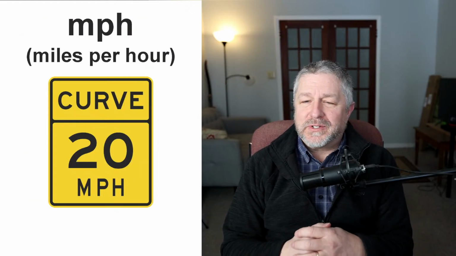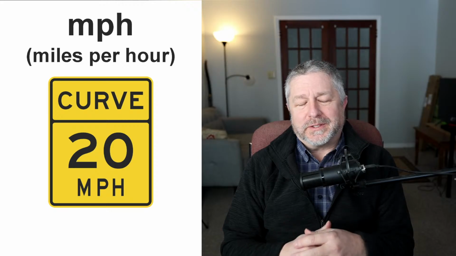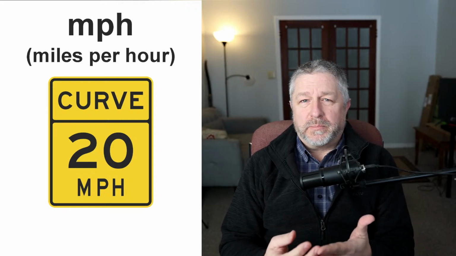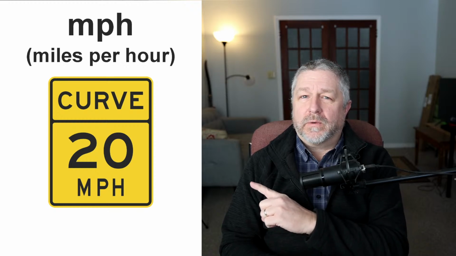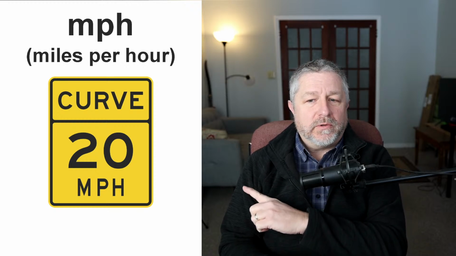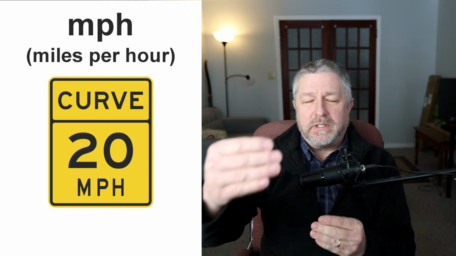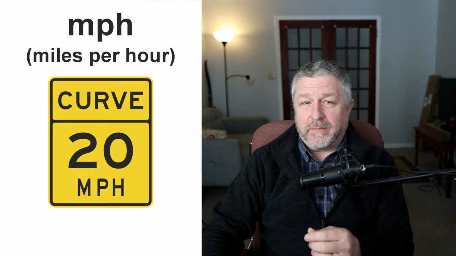Miles per hour. Depending on where you live in the world, we measure how fast you were going by how many miles you would go in 1 hour. So if you drove 20 miles per hour, you would go 20 miles if you drove for an hour.